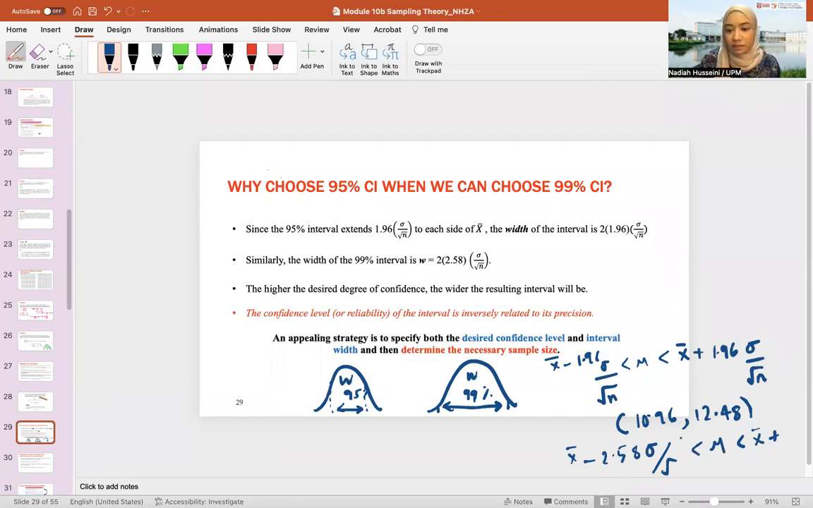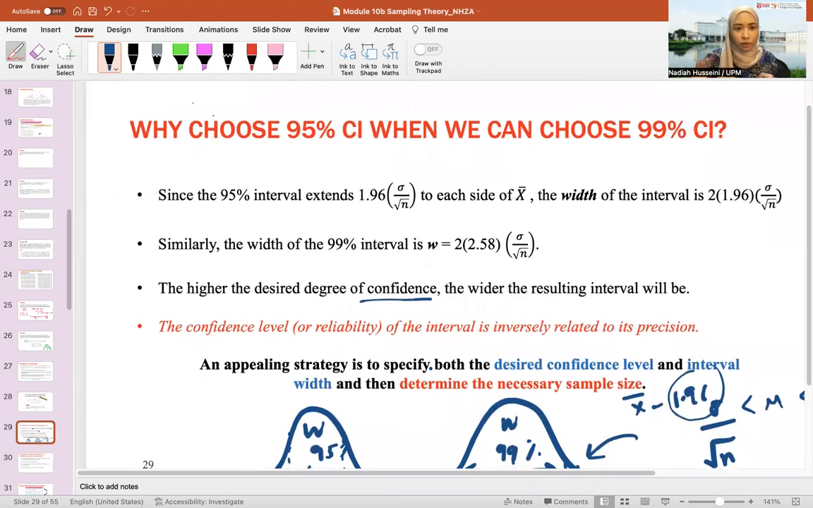So my point here is, when you have to change your confidence interval, you are changing this value, right? And when you have a bigger confidence interval, this value also becomes bigger. Therefore, your range also becomes wider. And this is reflected in your graph. So the higher the desired degree of confidence, the wider the resulting interval will be. So I hope everyone understood what I was trying to say.